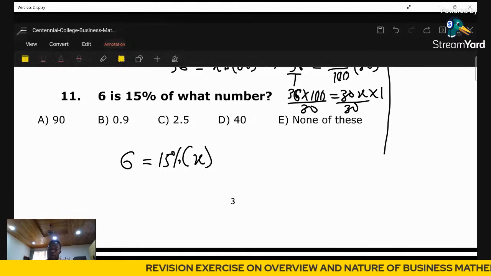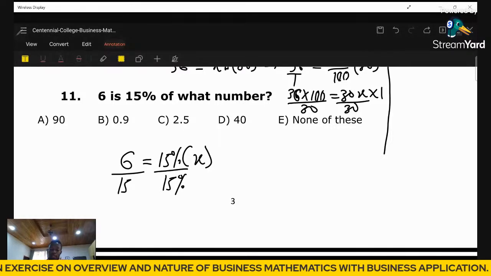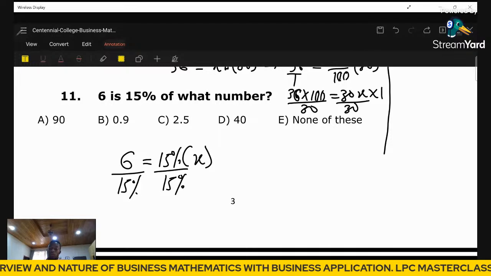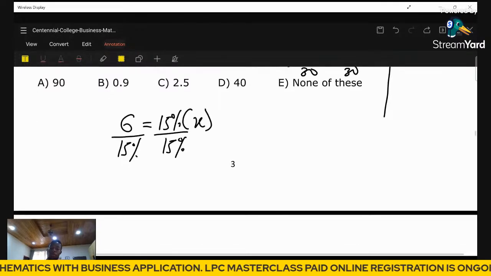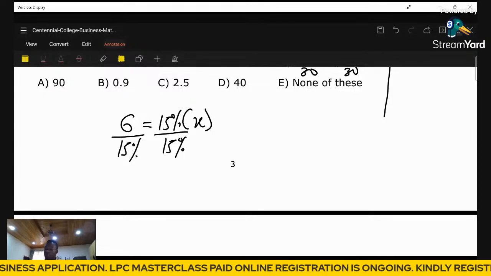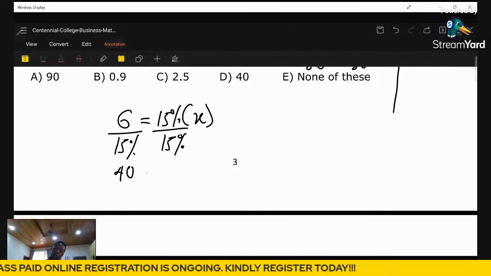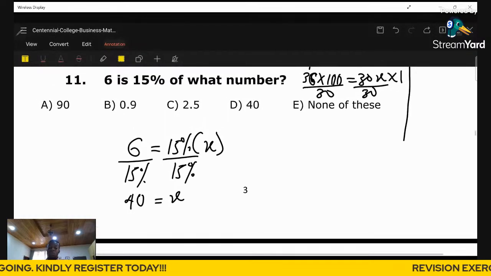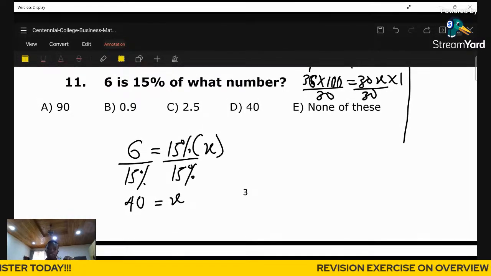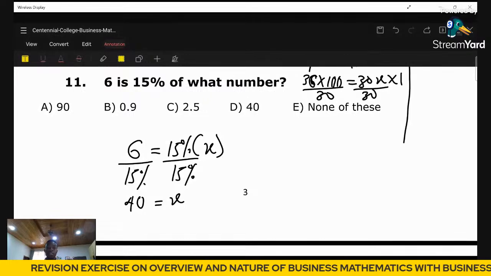So we divide both sides by 15%. Once we do that, what are we getting? With my calculator, when I divided 6 by 15%, I had x equal to 40. So meaning that to get a result of 6, it was as a result of 15% on 40, which was unknown. So let's take note of that.